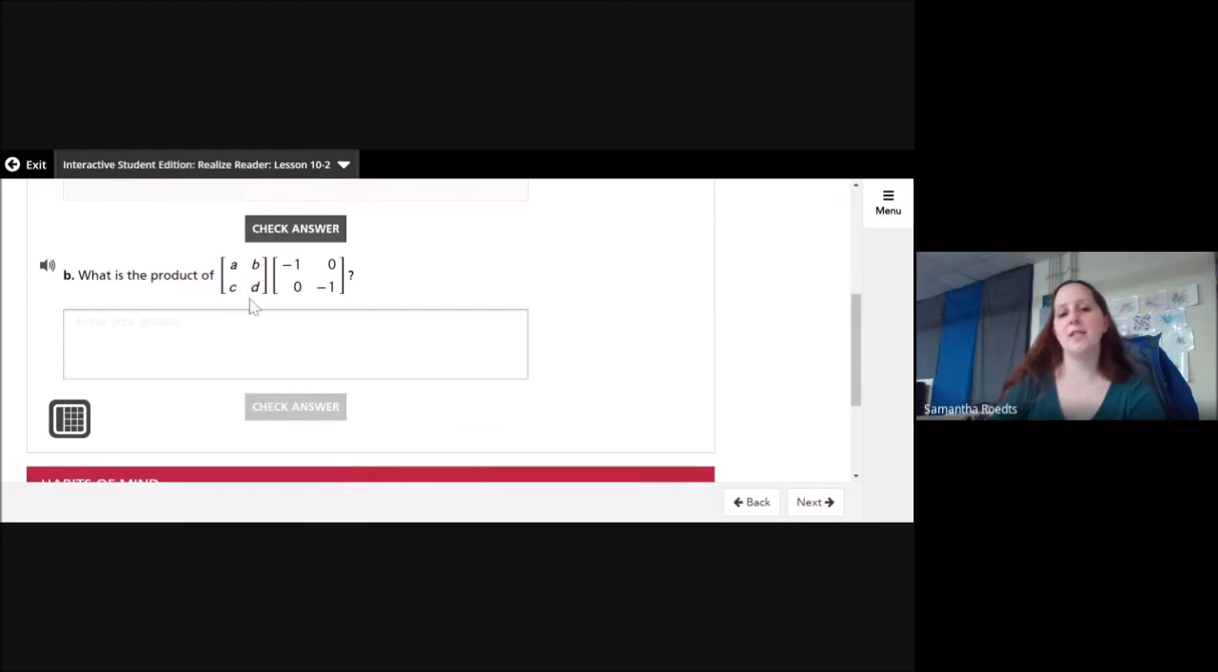What is the product of A, B, C, D times negative 1, 0, 0, negative 1? Okay, so this one's going to change slightly because it's technically still an identity matrix, but it's got a negative 1 out in front. So everything's going to be the same for this, except instead of positive numbers, they're going to be negative numbers. So you're going to get negative A, negative B, negative C, negative D. You can actually multiply this out. You will get negative A, negative B, negative C, negative D. So basically what this does, it's a negative identity matrix. It just flips the signs. So if it was positive, it will become negative. If it was negative, it will become positive.